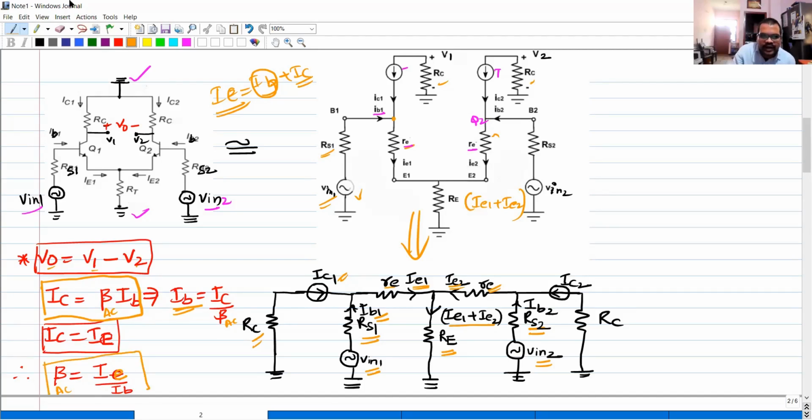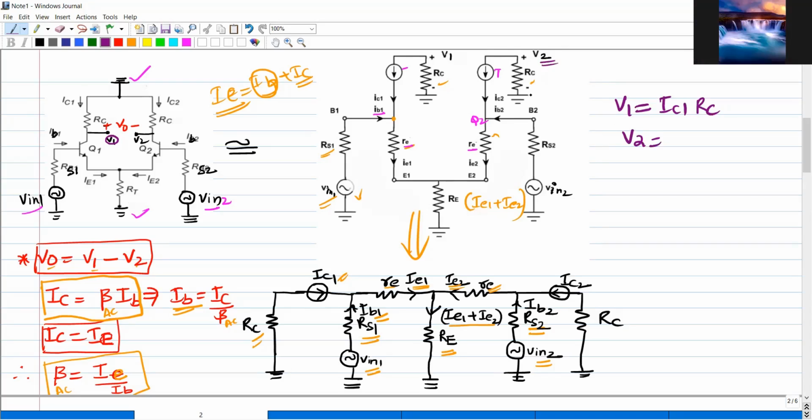Another important thing is here. Tell me what is V1 at this point? Here, what is V1? V is equal to I into R, right? So the voltage is equal to IC1 RC. Similarly, V2 is equal to IC2 RC.